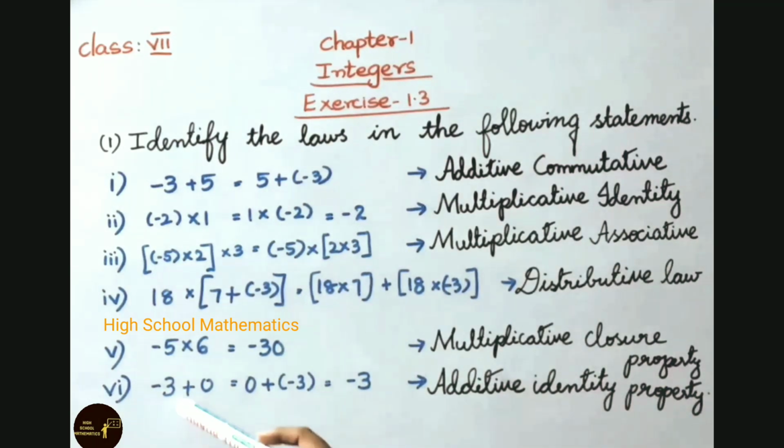See now the sixth one, minus 3 plus 0 equals 0 plus minus 3 equals minus 3. This is looking like the additive identity property, that is a plus 0 equals 0 plus a equals a. Therefore the answer is additive identity property.